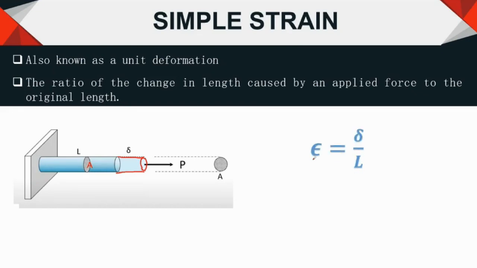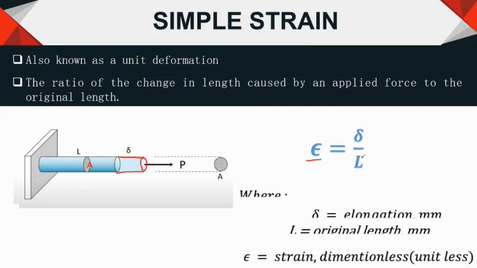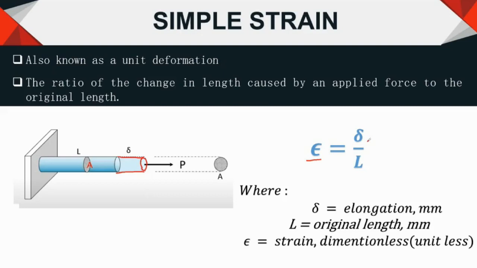So, yung symbol ng strain natin is epsilon. Ganito yung symbol natin dyan. It is equal to elongation divided by the original length. So, kung napapansin natin, si elongation in terms of distance siya, pati si length natin. Therefore, si strain is dimensionless or unitless. So, yun lang yung ating formula for simple strain dito. So, again, this is the unit of deformation. So, pag de-deform ng isang material dahil sa na-apply na load sa kanya.